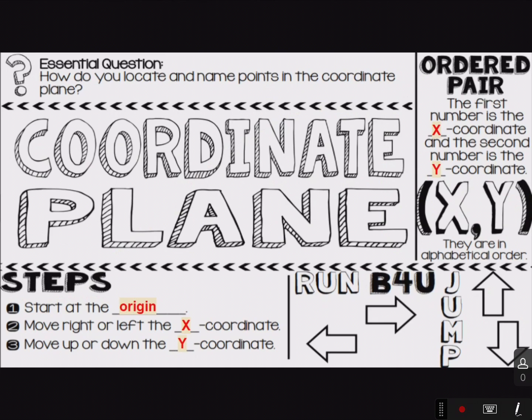Remember, we need to run before you jump. That means our x has to come first. That goes side to side before we can climb up the stairs. So when you're going to the left, you're going to a negative number on the x-axis, and when you're going to the right, it is a positive number on the x-axis. That jumping part is on the y-coordinate. So if it's going up, it's a positive number, and if it's going to go down, it would be a negative number.